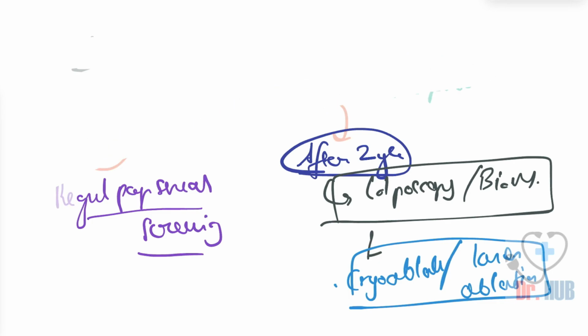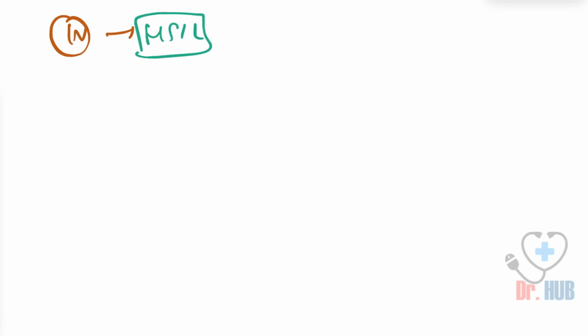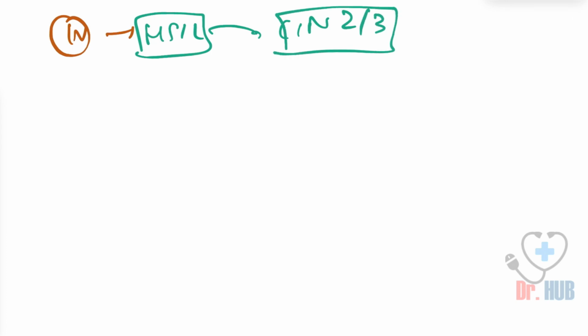Then moving ahead, the class 4. The class 4 includes the HSIL, that is the CIN2 and 3. So here what is done is the colposcopy and the biopsy.